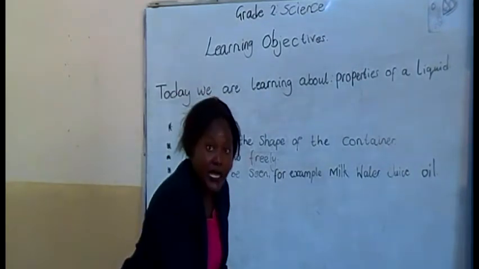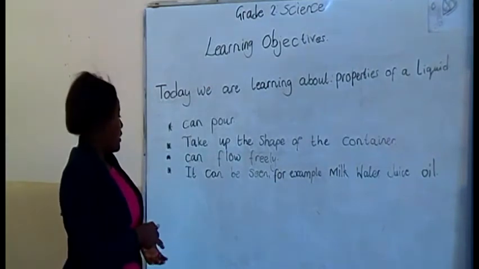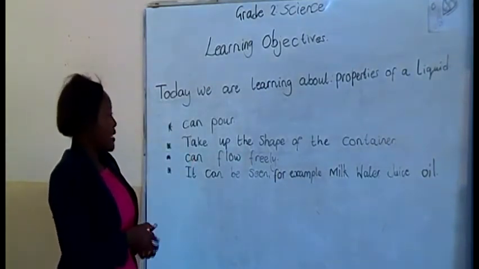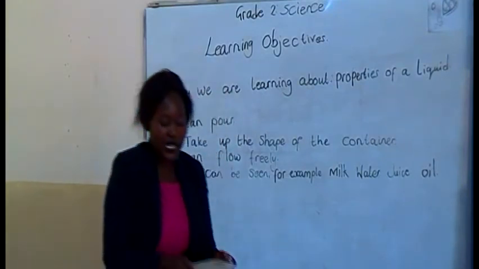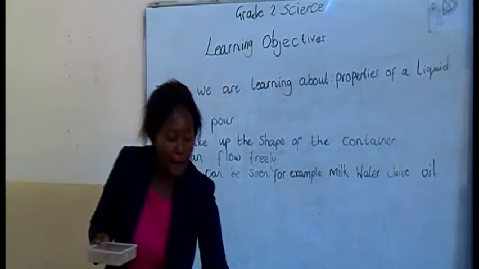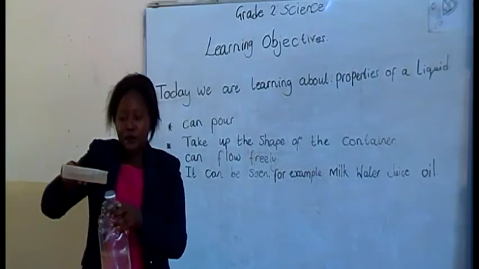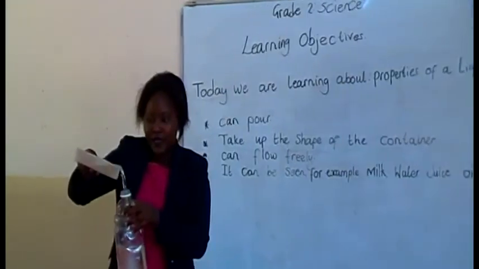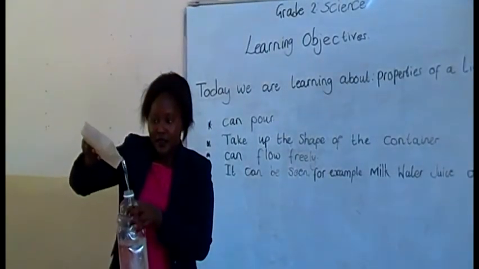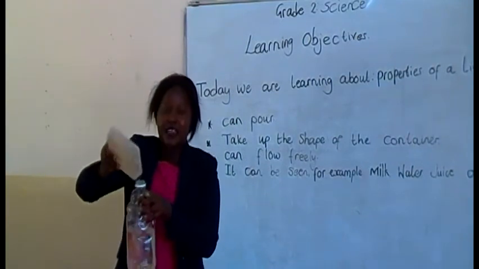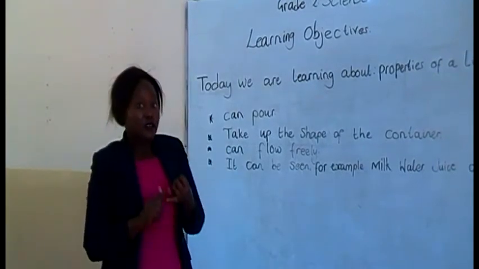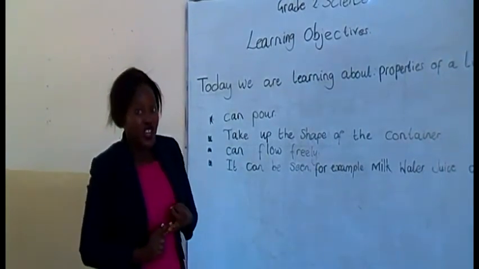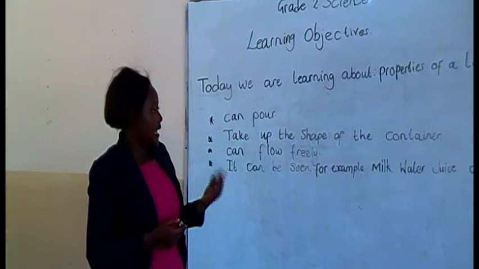Then, to our next point, we can see that a liquid can flow freely. We were able to prove that because if I want to take this water from this lunchbox back to the container, it flows freely. And that's done. So this is another property of a liquid. It flows freely. It takes up the shape of a container, and it can pour.